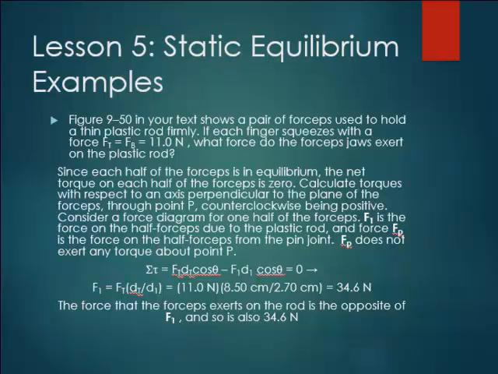Notice the cosine theta cancels out, and we get a relationship for F1 such that it's F top times d top over d1, or 11 newtons times 8.5 centimeters over 2.70 centimeters. Note we don't even have to change the units to meters because the centimeters are consistent, and we get a value of 34.6 newtons. So our answer here for this example is the force that the forceps exert on the rod is the opposite of F1 and is also 34.6 newtons.